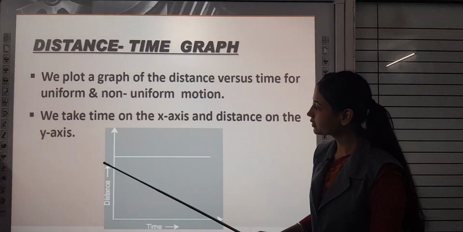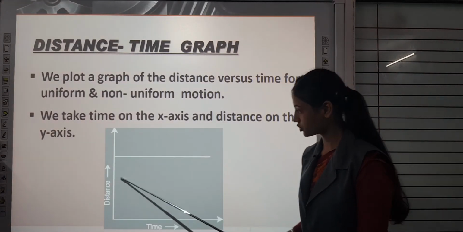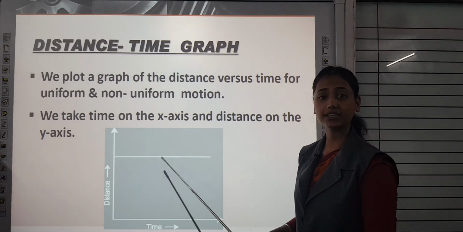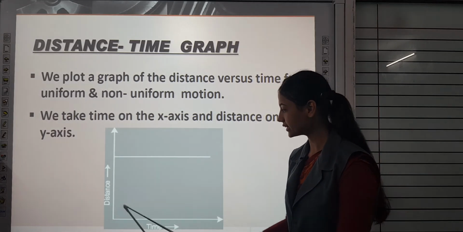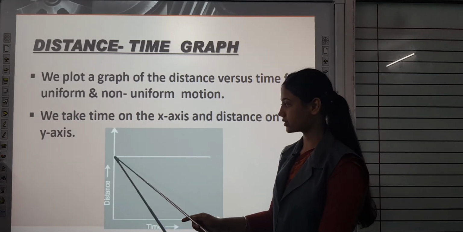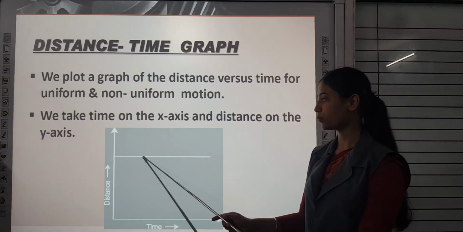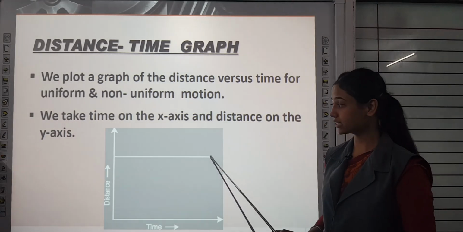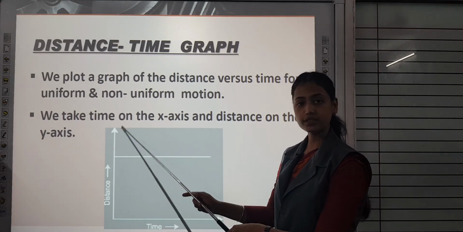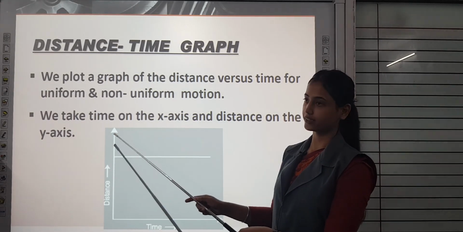Can you tell me what type of motion this graph shows? It shows that the object is at rest. As you can see, time never stops, it keeps on going, but for distance we are getting a line parallel to the time axis, means the body is at rest. It is not changing its distance or it is not covering any distance.